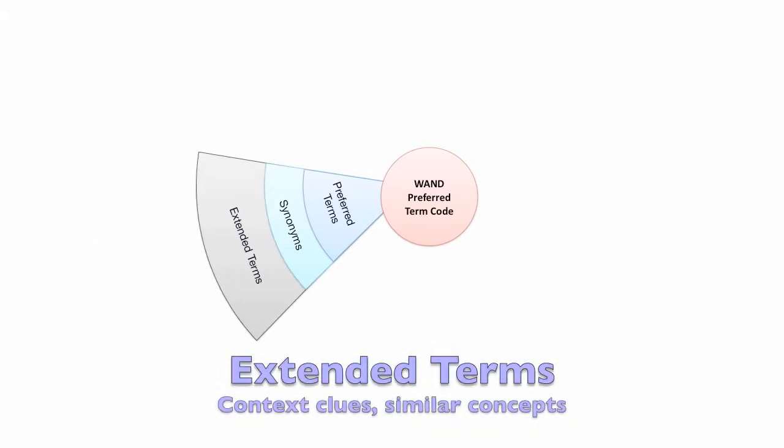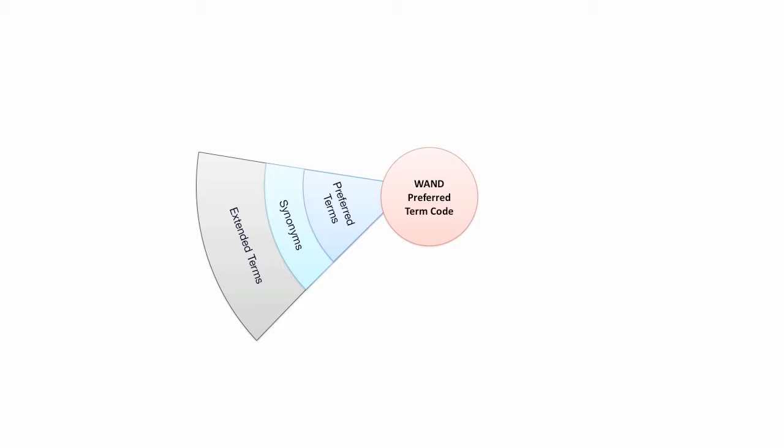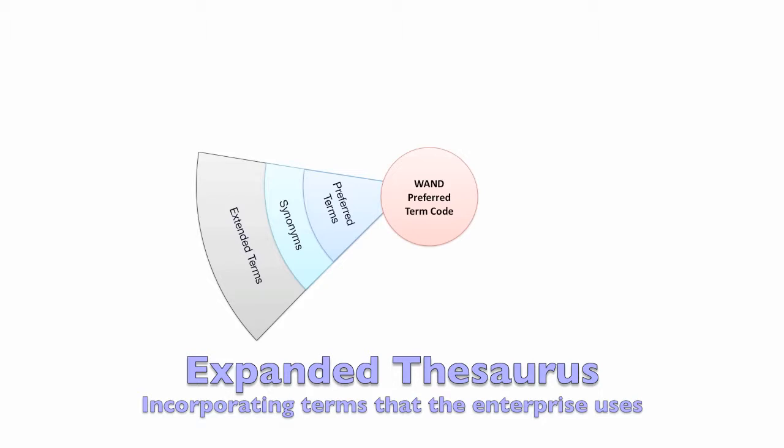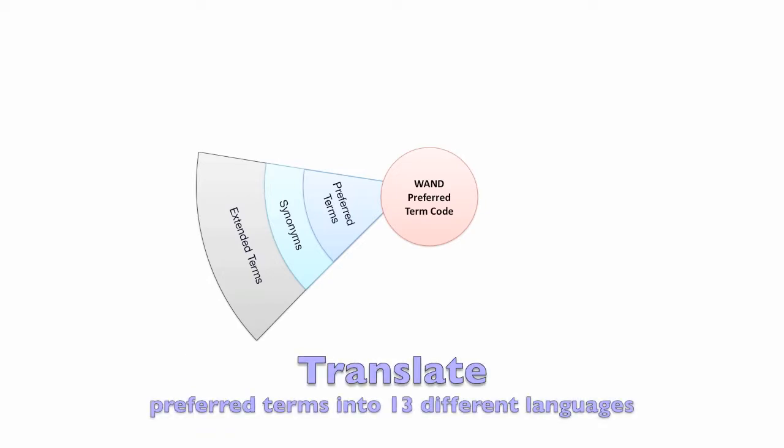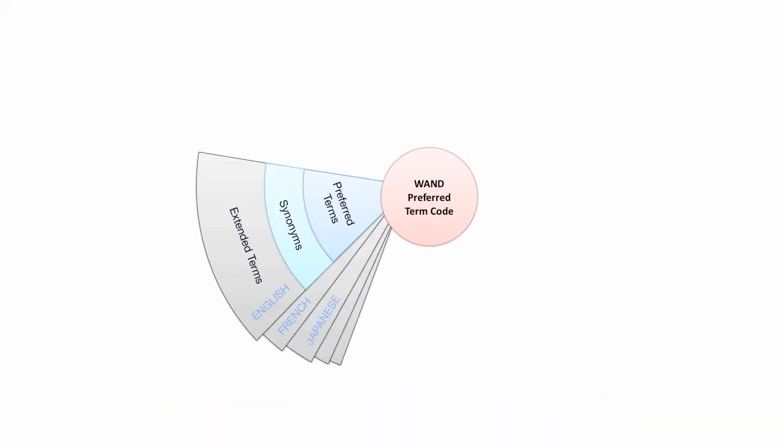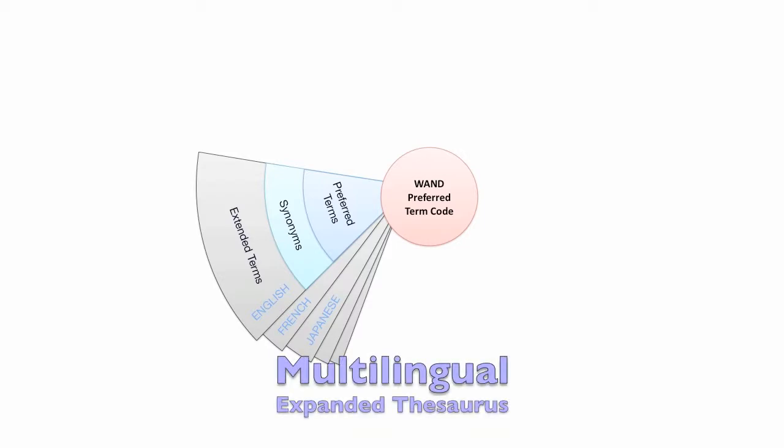We then add to that extended terms, terms that are not exact synonyms to attorneys, but terms that when used by people or when used within the enterprise, we have a reasonable degree of confidence that people are thinking of the concept attorneys. So what we have now is an expanded thesaurus incorporating the terms that the enterprise uses. We then translate the preferred terms to 13 different languages and add appropriate levels of synonyms and extended terms to those languages. We now have a multilingual expanded thesaurus. This enables us to index documents and to search documents in multiple languages, meaning the same concept.